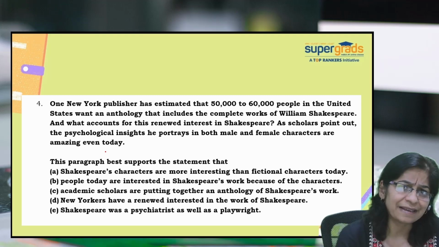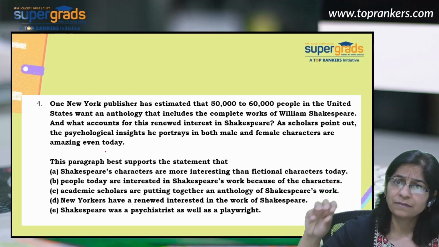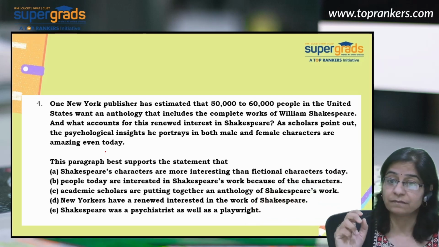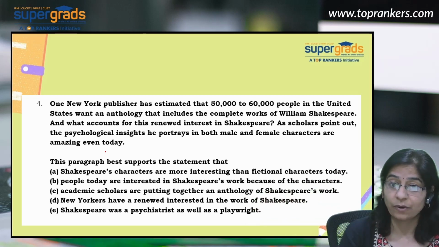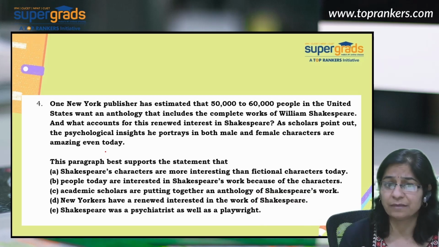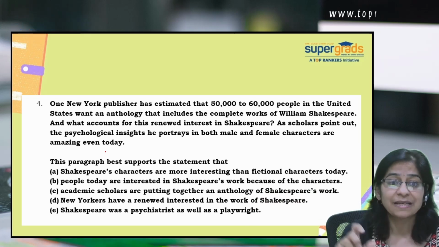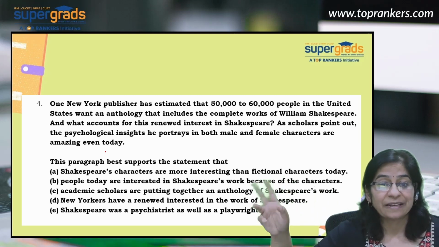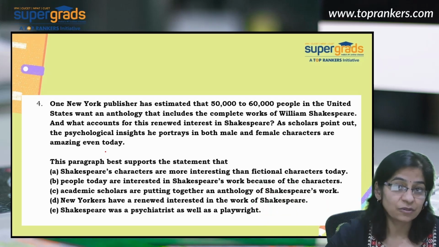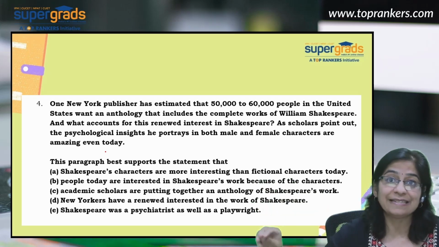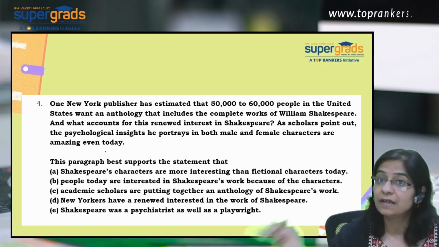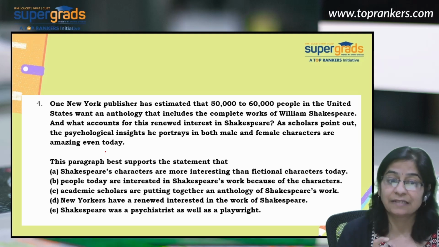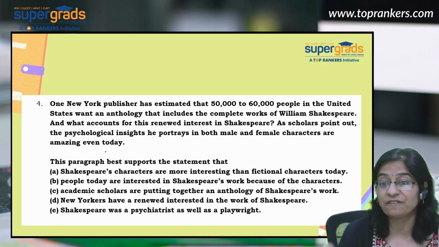So, what does the writer tell us? That a New York publisher has estimated that many people, and he's given you a figure. He's giving you statistics. In the US, they want an anthology that includes the complete works of William Shakespeare because the psychological insight that he portrayed in his male and female characters is very interesting even today. So people like that psychological insight that he has portrayed in his characters. Now let's take a look at the options. The paragraph best supports the statement that Shakespeare's characters are more interesting than fictional characters today.